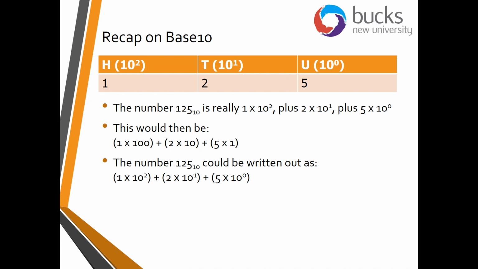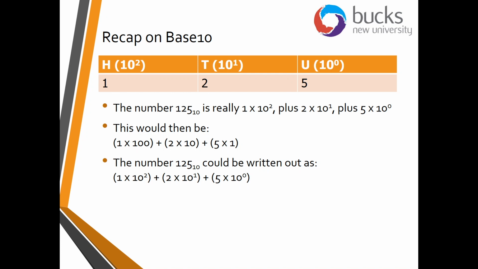The number in the 10 to the 1 column is 2, so we could say that's 2 times 10 to the 1, 2 times 10, effectively. And in the hundreds column, we have 1, so that's 1 times 10 to the 2, and 10 to the 2 would be 100, so 1 times 100. And we could write those out, so we could write it out as 1 times 100 plus 2 times 10 plus 5 times 1. So the number 125 could also be written out as 1 times 10 to the 2 plus 2 times 10 to the 1 plus 5 times 10 to the 0.